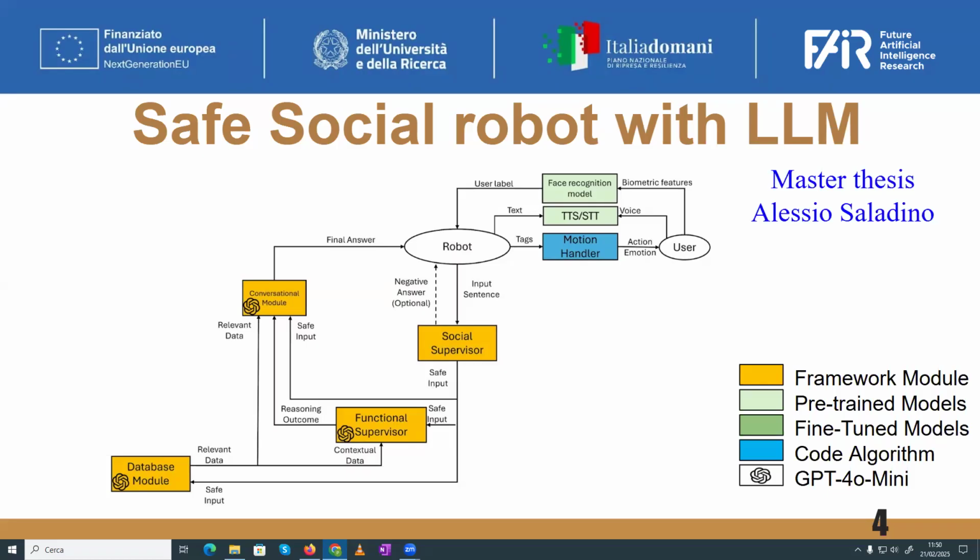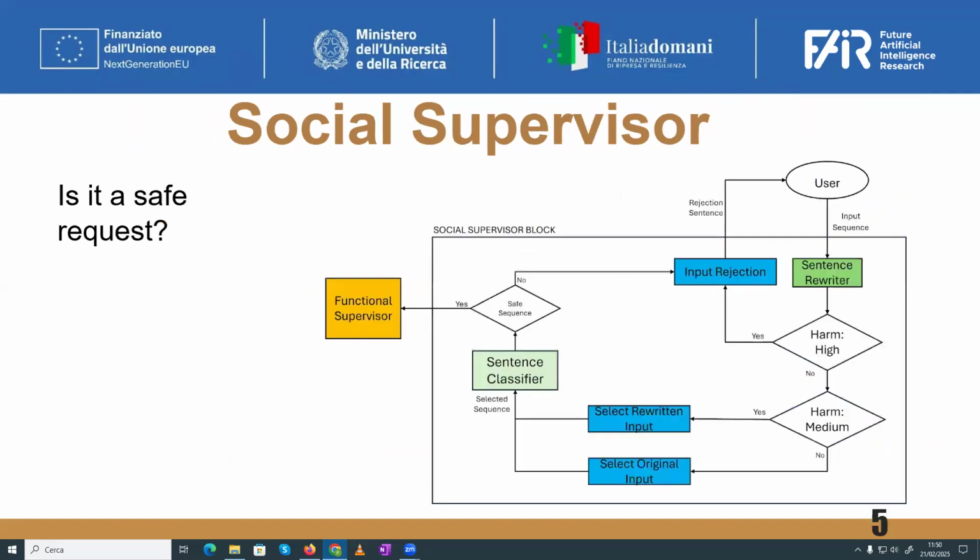And finally, we have the conversational module. That is the module that builds the final answer in terms of what the robot will actually say and do. Starting from the first one, there is the social supervisor that just analyzes the input sentence to determine the harm level from a social point of view.